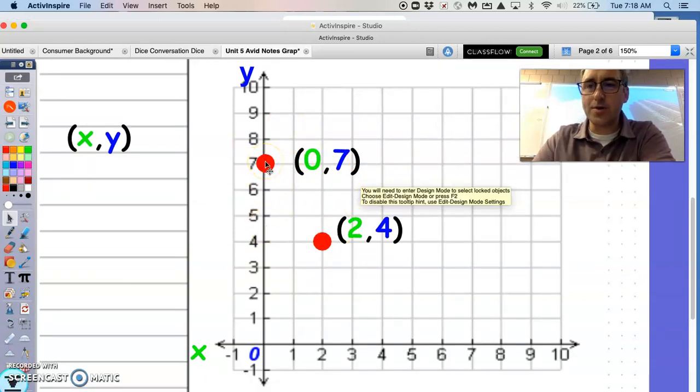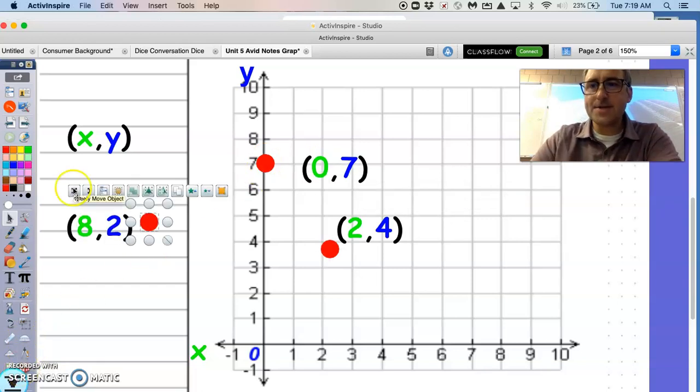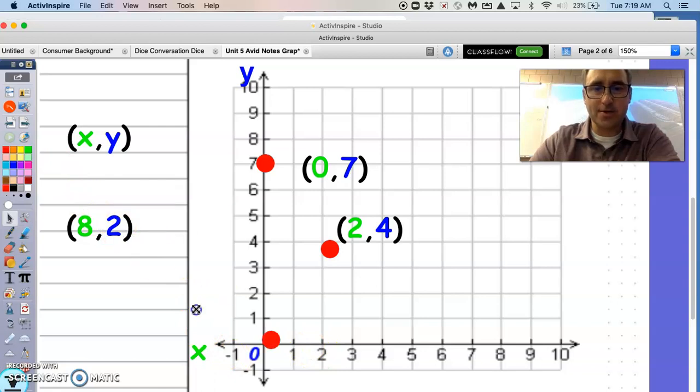Let's try this one more time where I give a location and we find the dot. I want to place a dot at 8, 2. That means over 8 to the right of 0, and then up 2. So I go over 8 and up 2.